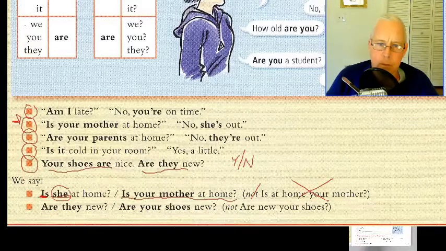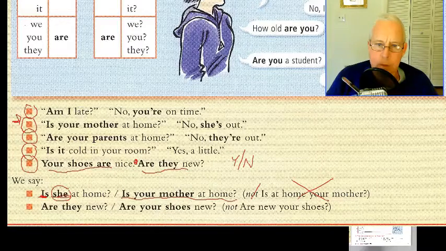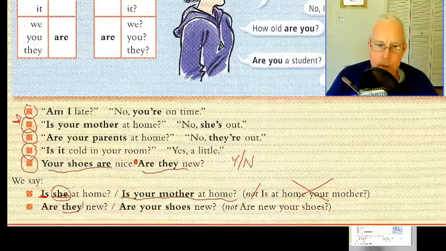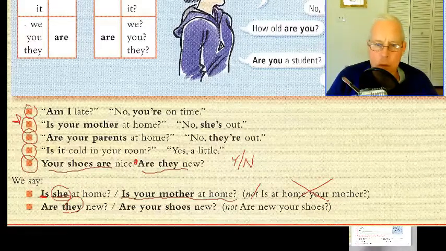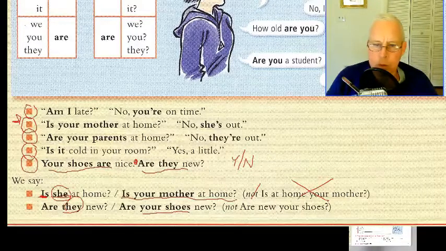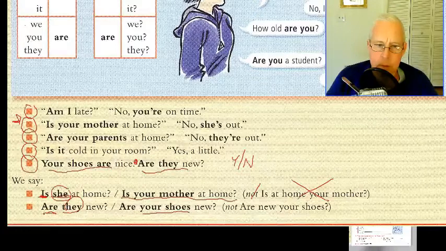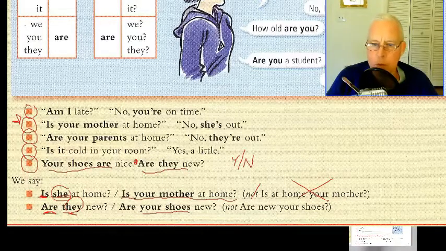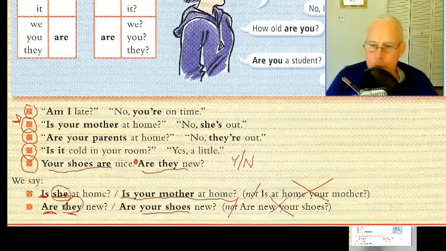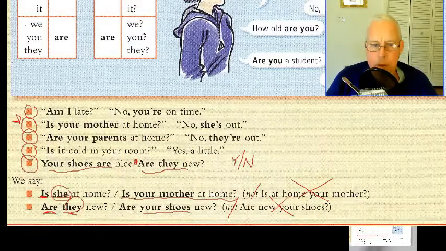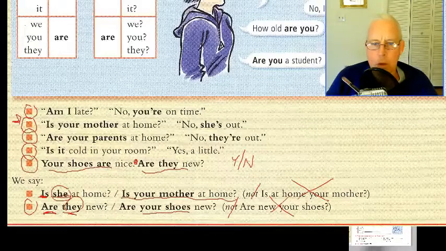And let's look at this question again. We could ask it with the pronoun, like here. Are they new? Or we can put the subject here. Are your shoes new? Either way is okay. But what's important is we have the verb are, and then the subject. Are they or are your shoes? Not this. And I will not even say it because I want you to say and hear it this way. Are they new? Sorry, are your shoes new?